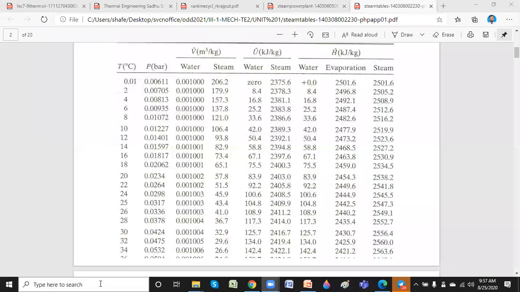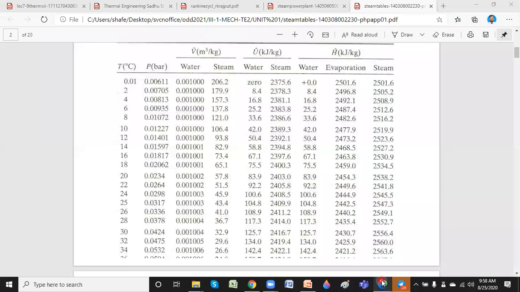You have 30 degrees centigrade. 125.7 is the HF, and HFG is 2430.7. This 125.7 is the enthalpy available when the temperature of water is 30 degrees centigrade. If I add 2430.7, that amount of heat, at constant pressure, then it will automatically convert to vapor, which has a heat content of 2556. Okay, so this is how you can read your steam tables.